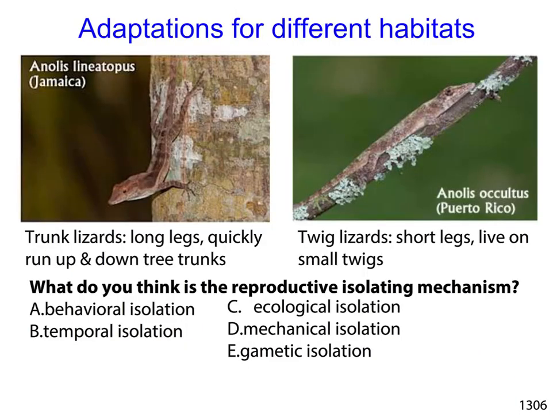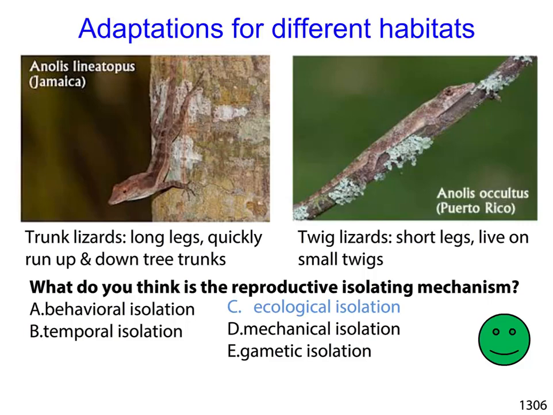When it comes to the different habitats, these little anole lizards definitely are adapted for each. Trunk lizards tend to have long legs and they're really agile and they can quickly run up and down tree trunks. Twig lizards, though, have shorter legs, they live on the small twigs and kind of keep to themselves. So, given this, what do you think is the reproductive isolating mechanism if you consider this? Give it a moment, take your guess, pause lecture, and when you're ready, start again.